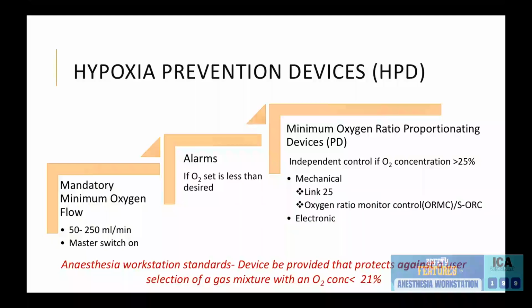And then there is, of course, the minimum oxygen ratio proportioning device. Here, if the oxygen concentration is more than 25%, you can set the levels, whatever FiO2 you want. But once the FiO2 starts going less than 25%, the gases get connected. This I'm talking about nitrous and oxygen. So there may be a mechanical linkage or an electronic linkage. Anesthesia workstation standards say that any anesthesia workstation must be provided that protects against a user selection of a gas mixture with oxygen concentration less than 21%. And ASTM standards dictate it should definitely not go less than 19%.